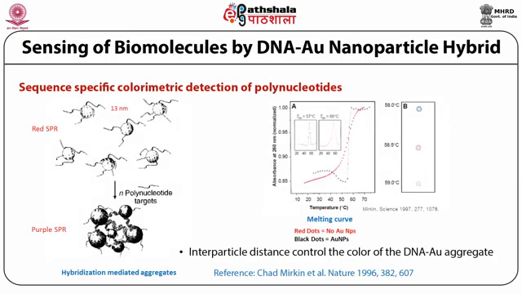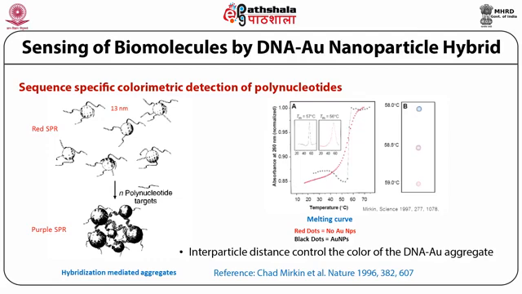So the unique property of this SPR, surface plasmon resonance, to change while assembling nanoparticles can actually be useful in sensing different biomolecules. So here you can see when these nanoparticles are staying independently, it shows red SPR, but as soon as they come together, they show purple SPR. And this is also visualized by the melting study.